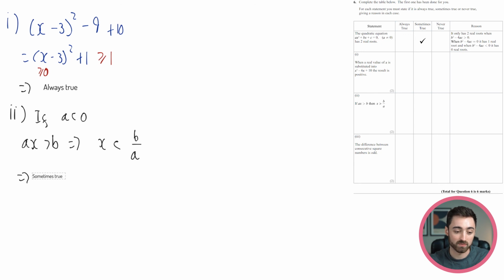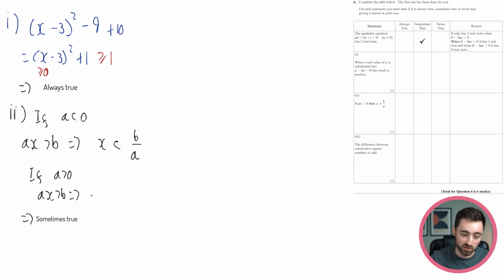Maybe if you want to be super sure here, because I've obviously shown cases in which it's not true, I've not actually yet shown cases in which it is true. So maybe just to be super certain I'm getting the marks here, I would then say, well, actually, if a is greater than 0, then ax being greater than b would imply that x is greater than b over a. So now I've shown cases where it isn't true and where it is true. So I've shown that it's sometimes true.